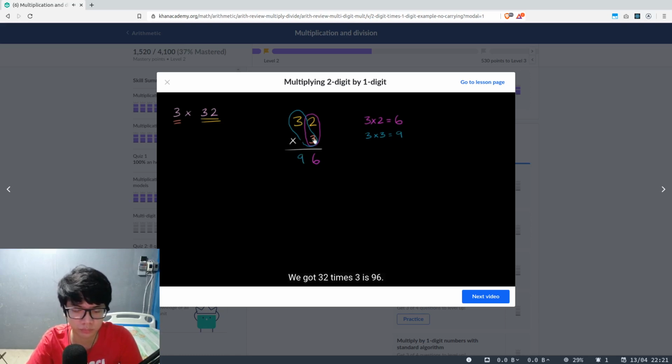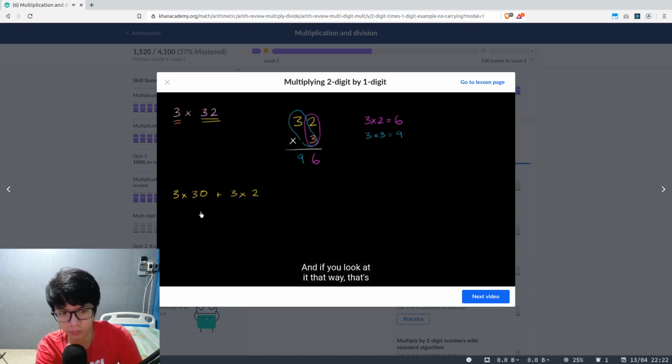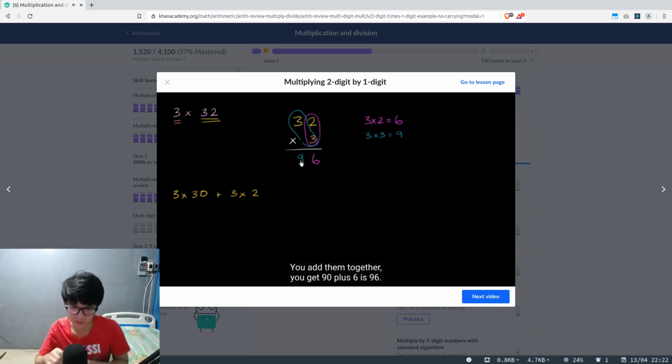We got 32 times 3 is 96. And I really encourage you to think about why this worked. I'll give you a little bit of a hint here: place values. Remember, 3 times 32 is the same thing as 3 times 30 plus 3 times 2. And if you look at it that way, that's essentially what this process did. We did 3 times 2 is 6. 3 times 30 is 90. You add them together, you get 90 plus 6 is 96.